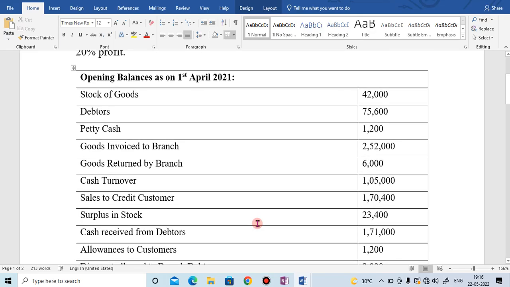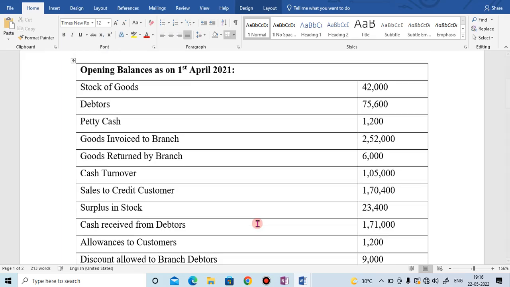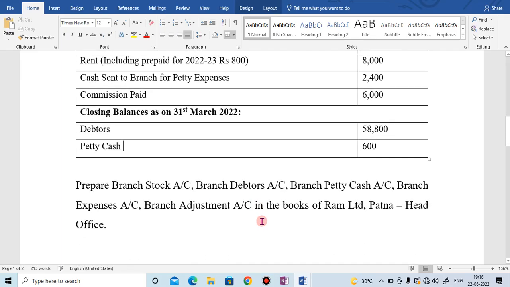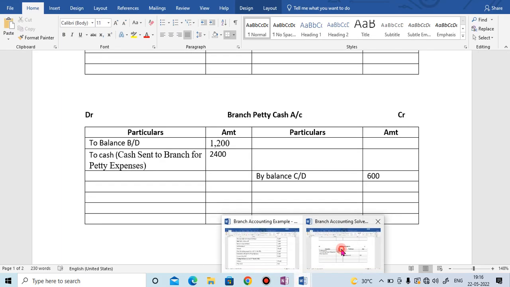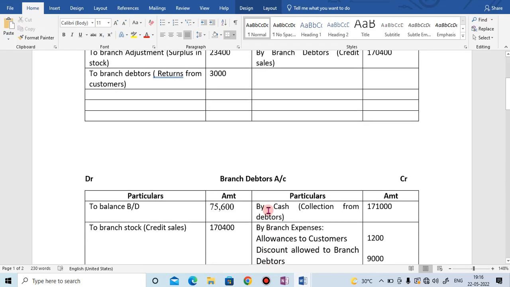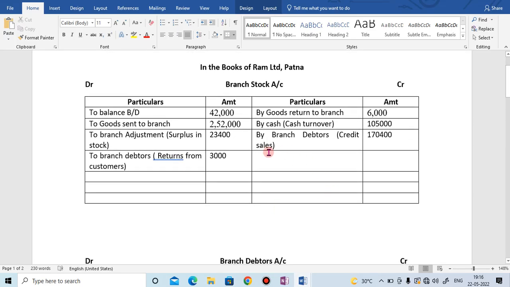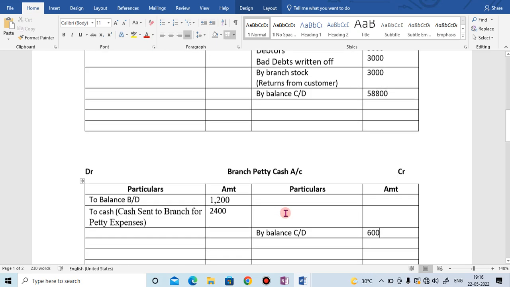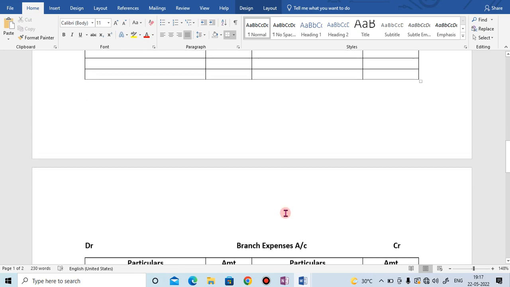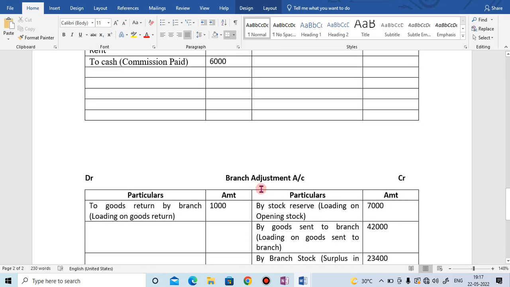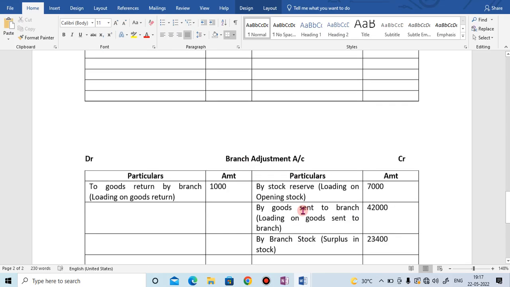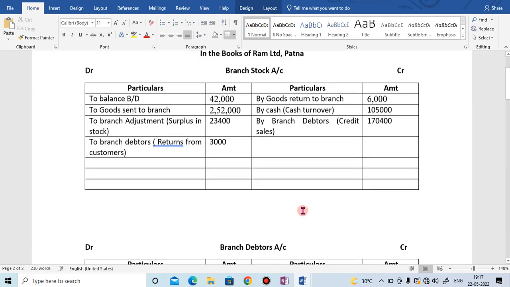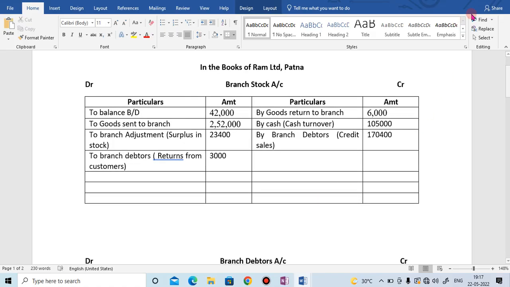So now all the entries we have passed or posted in the particular accounts, of stock, debtors, then expenses, petty cash and adjustment. Now all the entries we have passed, so now close the account of each branch: branch stock account, branch debtors account, then branch petty cash, branch expenses, branch adjustment.